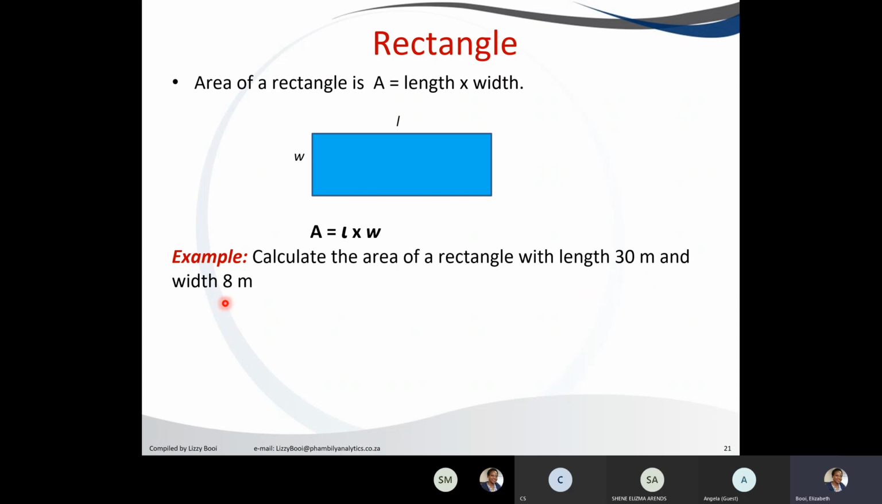If I am given a question which says calculate the area of this rectangle with the length of 30 and the width of 8, I just substitute into the formula what I'm given. So A equals L times W. Our length was 30 and our width was 8, so it will be 30 times 8, which gives us 240 meters squared, because meters are multiplied by meters. Then the answer will be in meters squared.